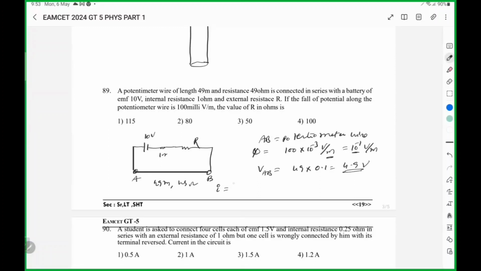Effective current will be 10 by 1 plus R plus 49, which implies 50 plus R into I is 10. Here the current in this circuit is 4.9 by 49, that is 0.1 amperes. 50 plus R, 0.1 means 1 by 10, so 50 plus R is 100. R here is 50 ohms.